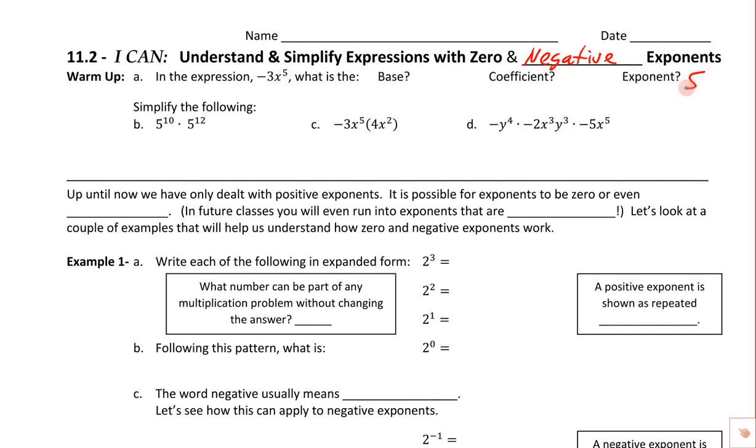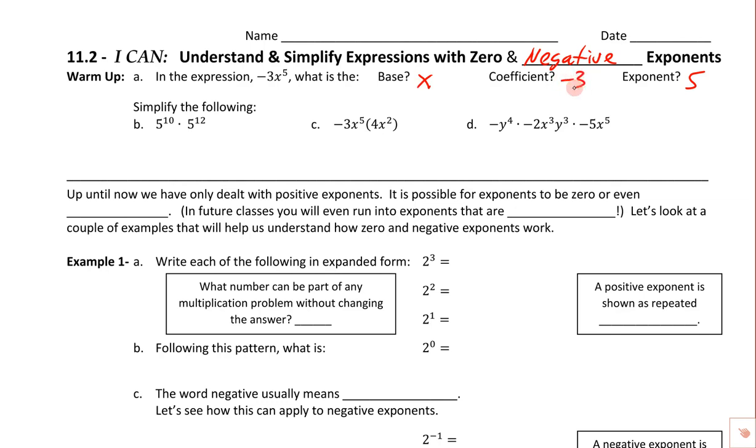I'm going to go ahead and write that. The base then is what it's over. This is not in parentheses, so the base is just the x. The negative 3 is not included as part of that base. So x is the base. The coefficient, there's only a negative 3 out in front there, so the coefficient is negative 3.